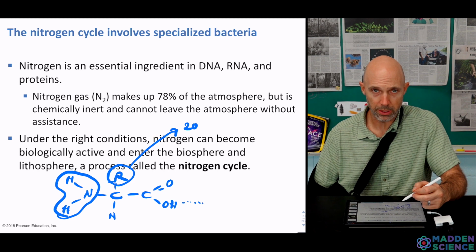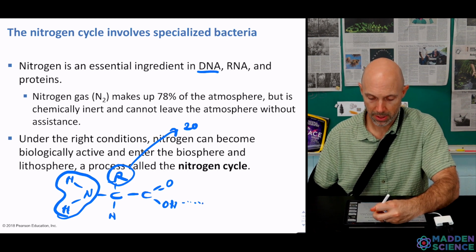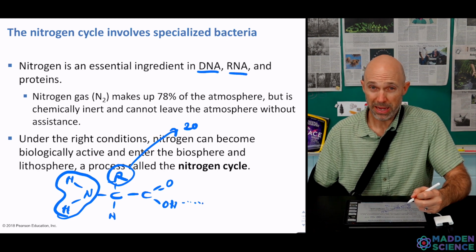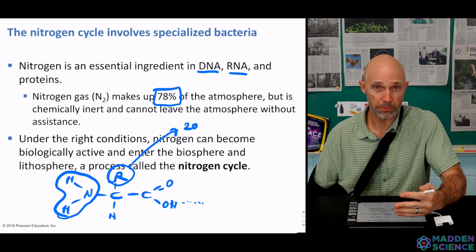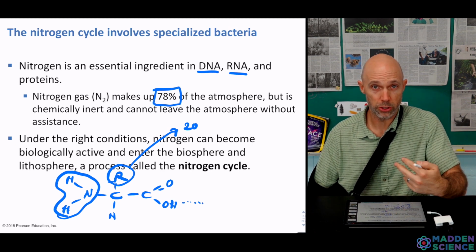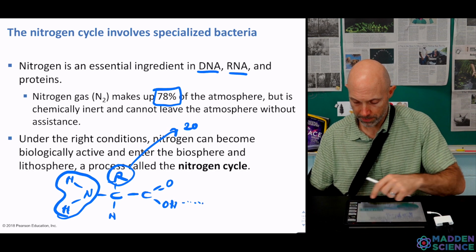So although it's important in proteins, obviously DNA, RNA, it makes up a vast majority of the atmosphere, and yet that's not usable. It's almost inert to us. So we have to rely on other organisms that can fix it, so put it into a usable form.